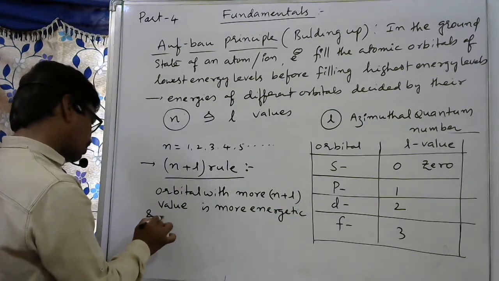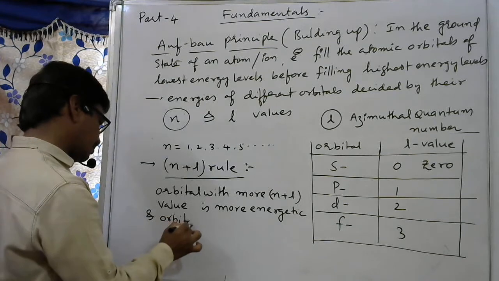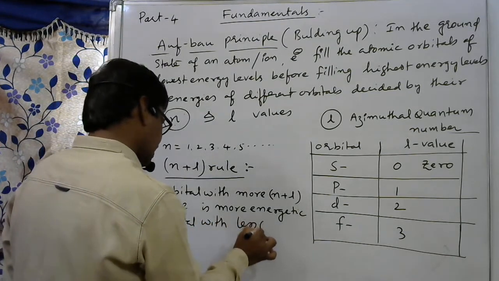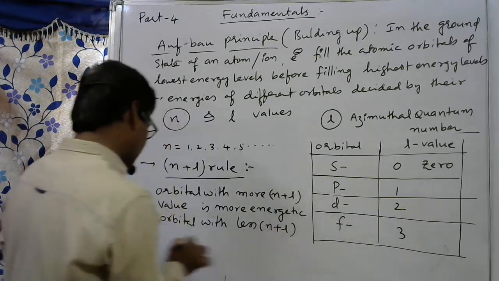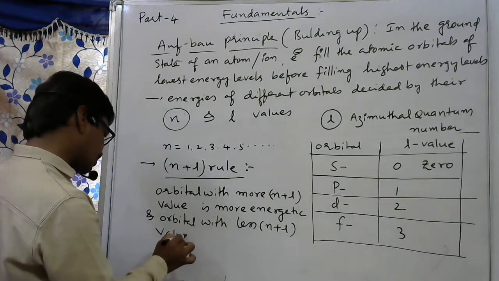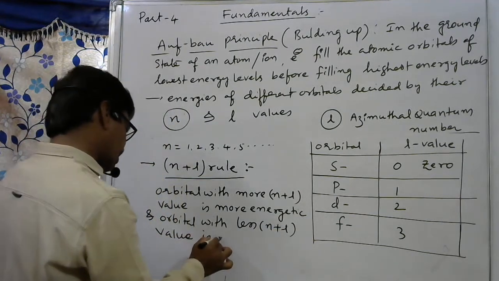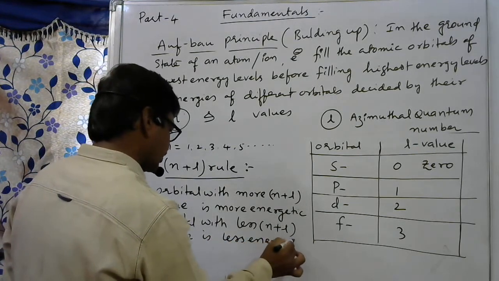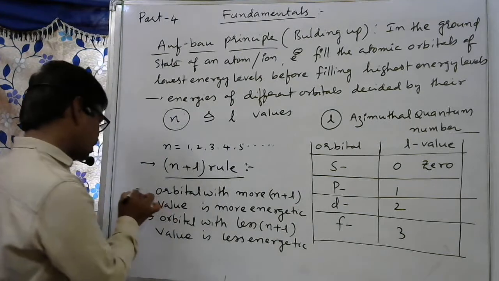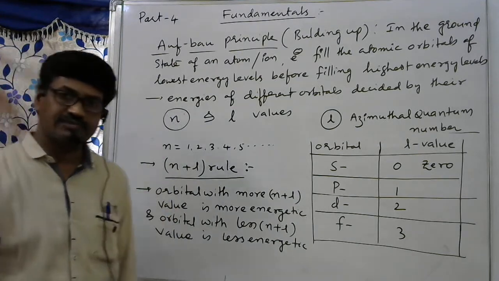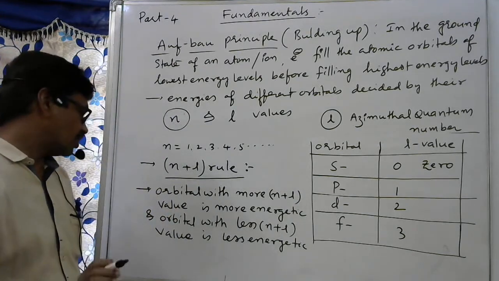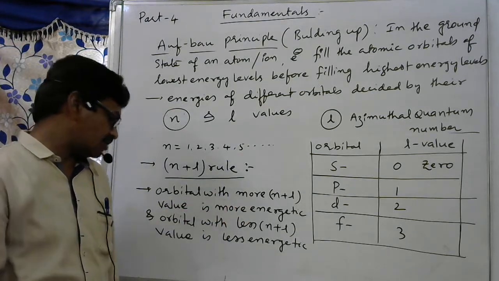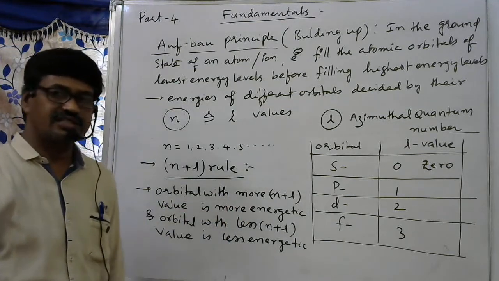And vice versa, the orbital with less n plus L value is less energetic. So this you have to remember: the orbital with more n plus L value is more energetic, and the orbital with less n plus L value is less energetic.